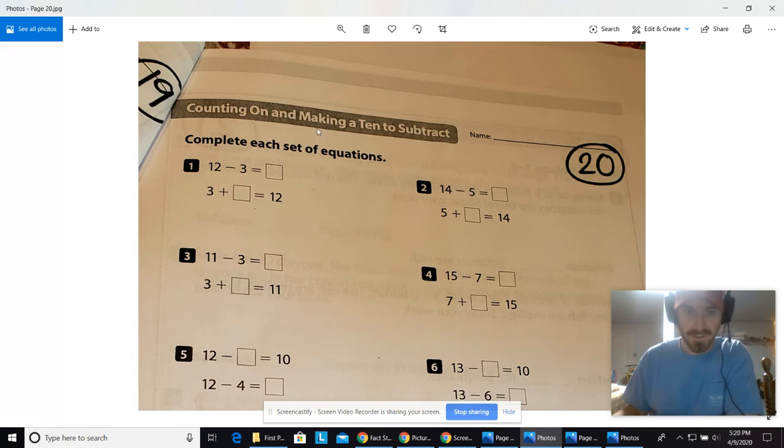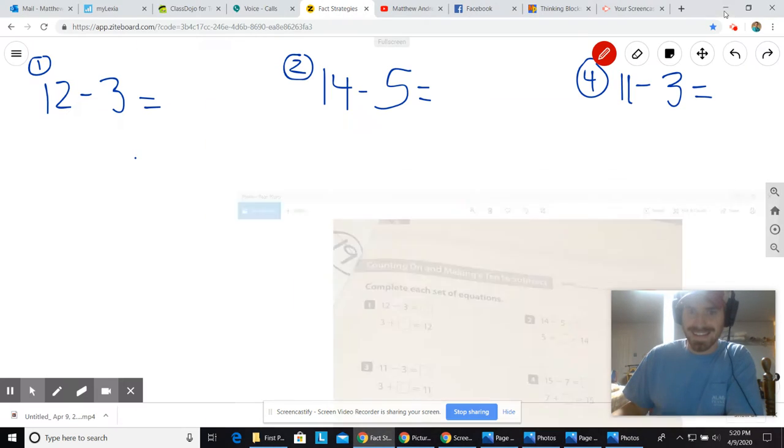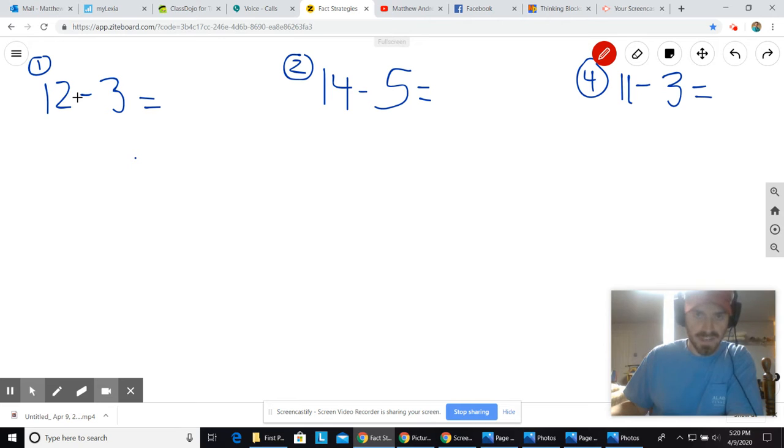I'm going to be focused on making 10 because we should all be pretty solid on counting on at this point. In making 10 to subtract, it has a lot to do with making 10 to add. We're just using that relationship between addition and subtraction to go back and forth.